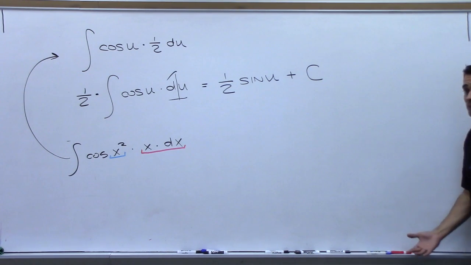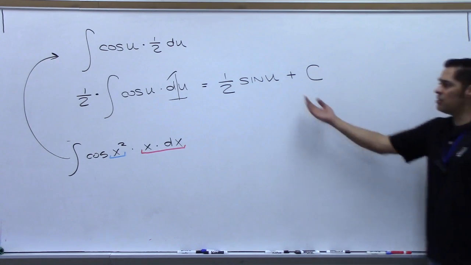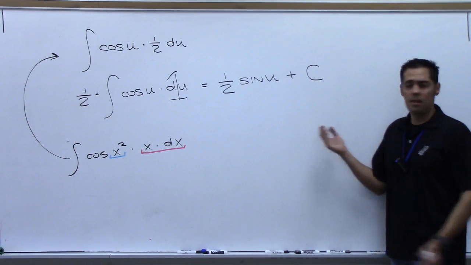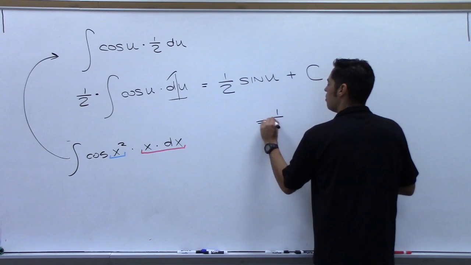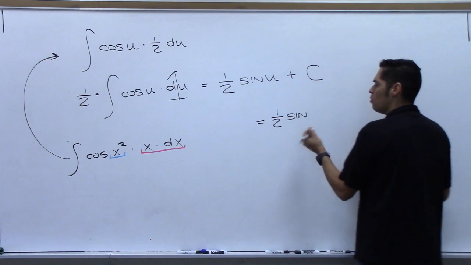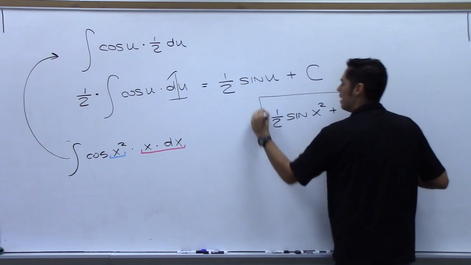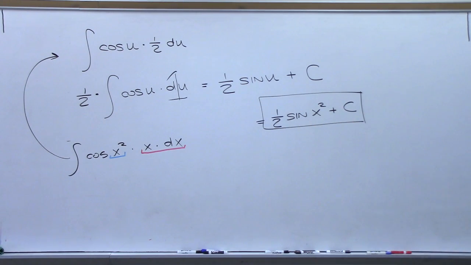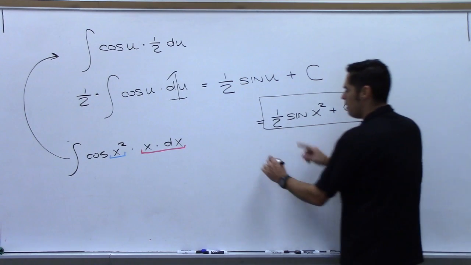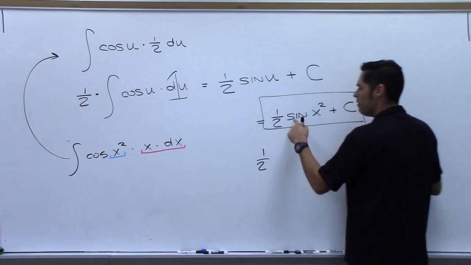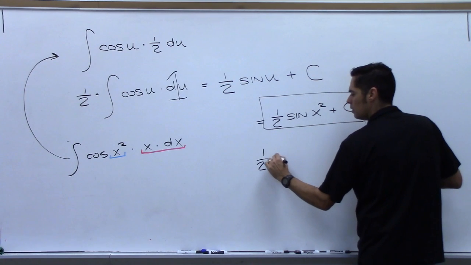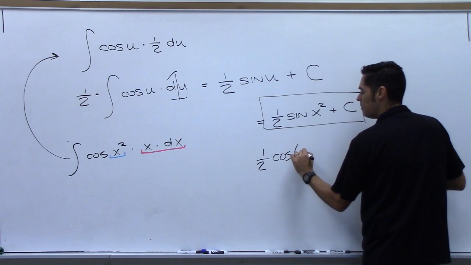Now, are we done? No, because our answer has u in it. The original problem had x, right? So now I'm going to go back and resubstitute what u was. U was x squared, and then plus c. That should be the answer. How could you check it? Take the derivative. So you want to take the derivative real quick? Okay, take the derivative of this. The 1/2 stays there. What's the derivative of sine of something? Cosine of that something, right?